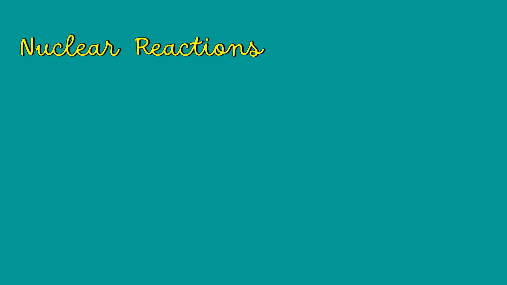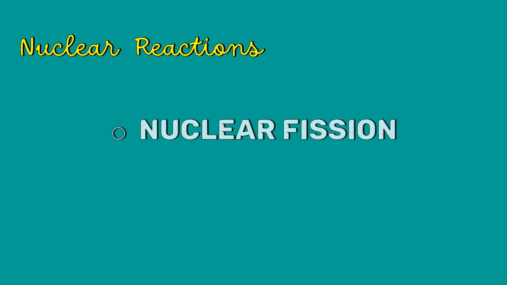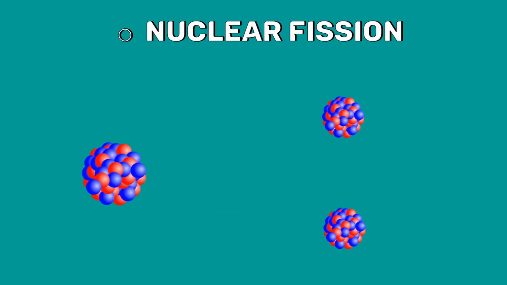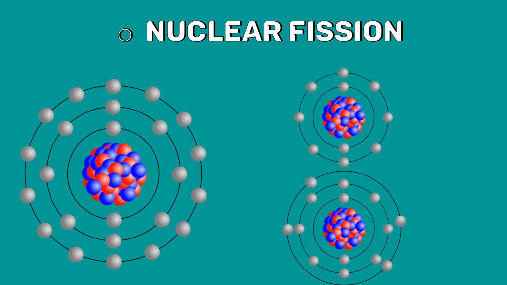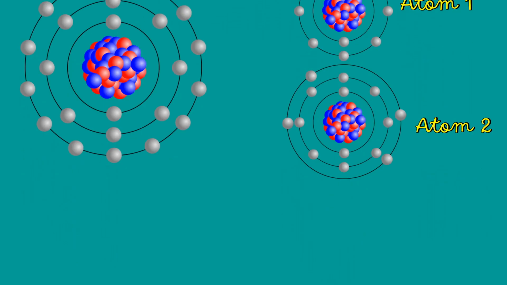Generally, there are two types of nuclear reaction. The first one is nuclear fission, in which a large nucleus is split into two nuclei. These two new nuclei will take part of the electrons of the large nucleus with them. Thus, two new atoms are formed.